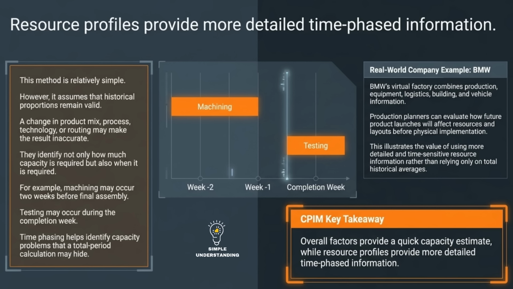Real-world company example. BMW. BMW's virtual factory combines production, equipment, logistics, building, and vehicle information. Production planners can evaluate how future product launches will impact resources and layouts before physical implementation. This illustrates the value of using more detailed and time-sensitive resource information rather than relying only on historical total averages. CIPM Key Takeaway. RCCP offers a quick capacity estimate, while resource profiles provide more detailed time-phased information.